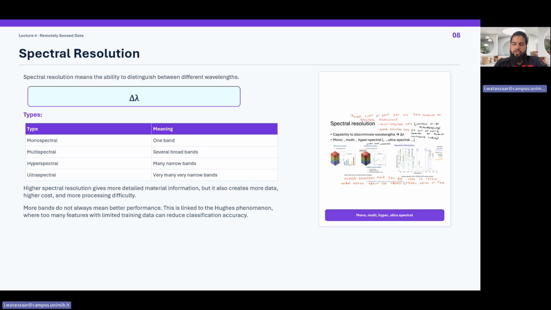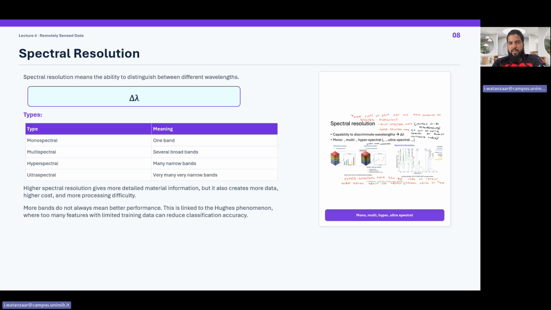Starting with the first one, the spectral resolution. We already know about the spectral. It is wavelength dependent, or lambda dependent. The shorter the wavelength, the higher the spectral resolution will be. Spectral resolution means the ability to distinguish between different wavelengths.